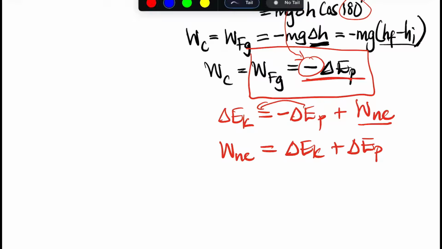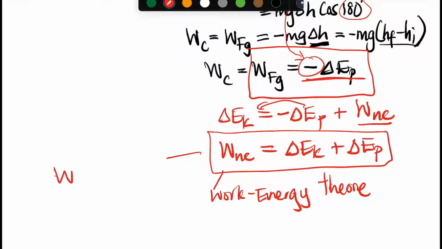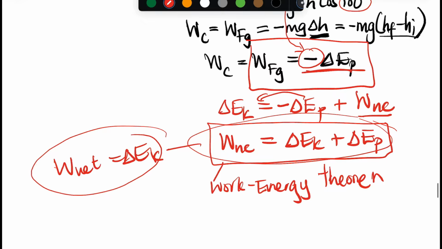This formula, guys, is what we call the work energy theorem as well. This is the work energy theorem, just like this one. This is the work energy theorem, and this is the work energy theorem. Both of them work interchangeably. It depends on what you want and what you are given, right? So guys, this is the work done by non-conservative force, and it's the work energy theorem, just like this one.